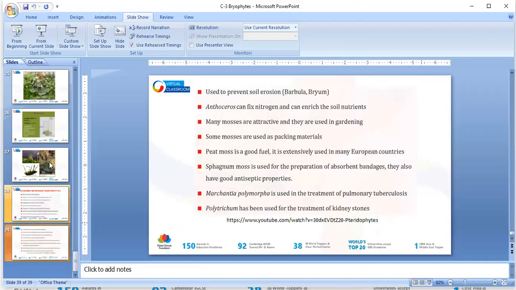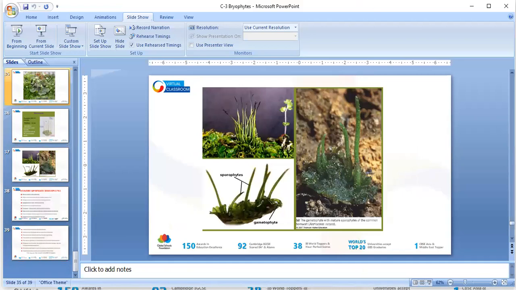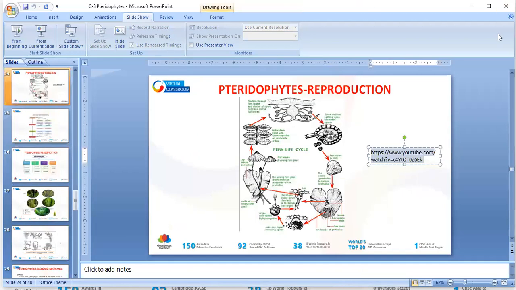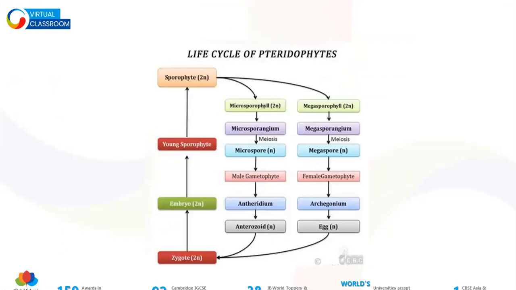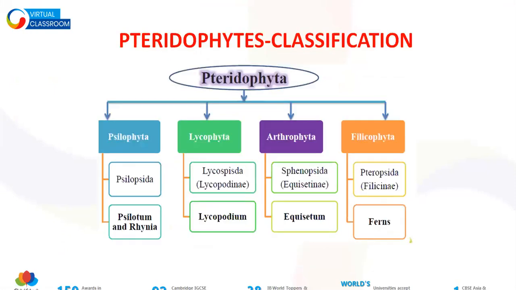Ma'am, what was the annulus? Annulus. It's a ring kind of structure, beta. Ring structure, like a ring. Okay, okay. Actually, this is the part where it ruptures to release the spores.